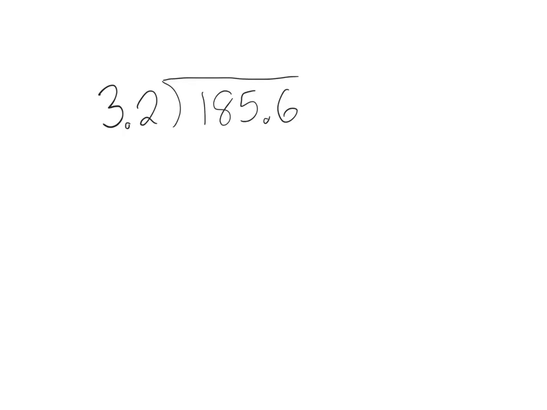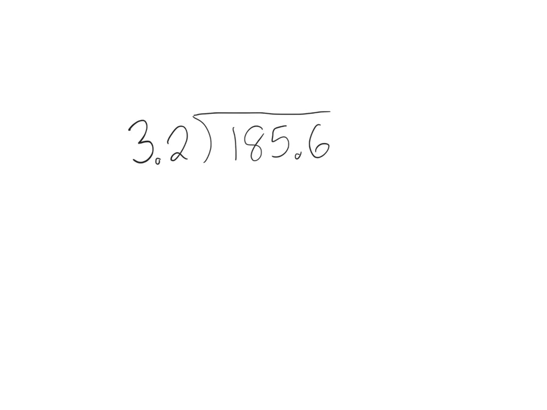So, we are going to be looking at this number here, 3.2, and we're going to see how many times that will go into 185.6. We talked earlier about how this number is called the divisor. The answer, which is going to go here, is called the quotient. So, we are always looking for a quotient when we're dividing two numbers together.